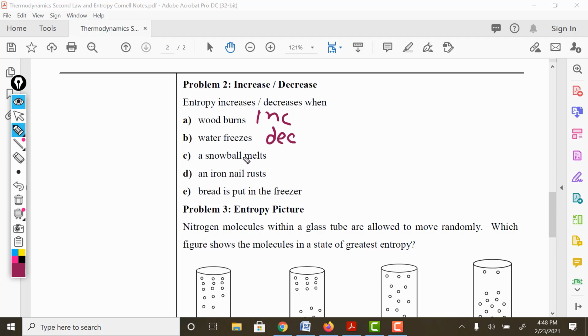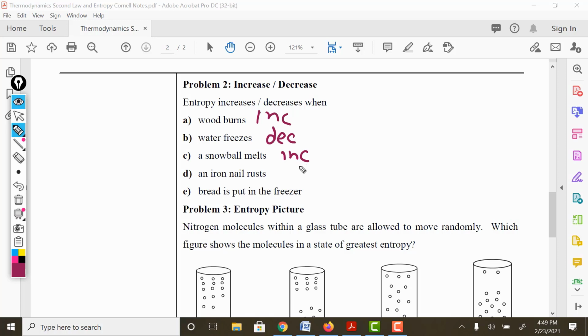But in order to freeze ice, we have to put water in a freezer, for example, and that requires energy. So in the process of making ice, in the process of us decreasing the entropy of the water, we are increasing the entropy of the universe. Okay. Snowball melting is the opposite. This is going from a state of low kinetic energy to high kinetic energy, so we're increasing the entropy.